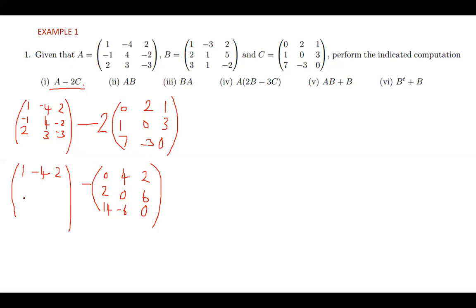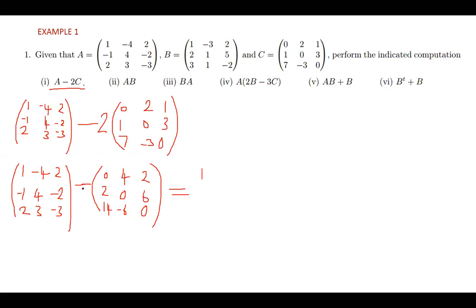4, 2, you have negative 1, 4, negative 2, you have negative 3, you have 3, and then you have 2. So what you do here now is just a matter of subtracting them according to their corresponding entries. So this one is corresponding with this first entry here, 1 is corresponding to this 0. So I'm going to say 1 minus 0, you get your answer to be 1.